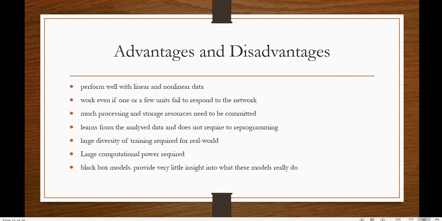Next, it learns from the analyzed data and does not require reprogramming. Of course, it learns most things from the data that you supply. That is why, to get optimum performance from the ANN, you have to supply a large diversity of training data, a lot of data, with all possible values in it. It should be a very good training data set. Then only can the network learn properly, and then only can it work properly.